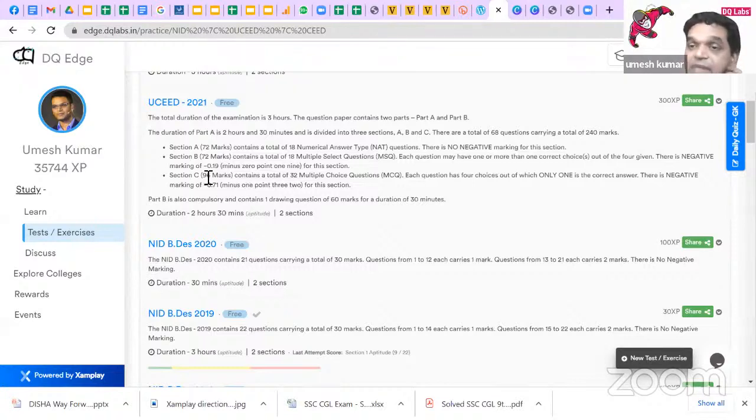Now, the reason why I'm insisting that you do all your mocks and past year papers on Edge is, number one, it is free. We're not charging anything for that. Number two, a greater advantage is that you get fantastic analysis. You get a study plan. So it is not only experiencing the past year papers, but also getting a study plan so that you can pinpointedly address those weak areas and improve your score tremendously.